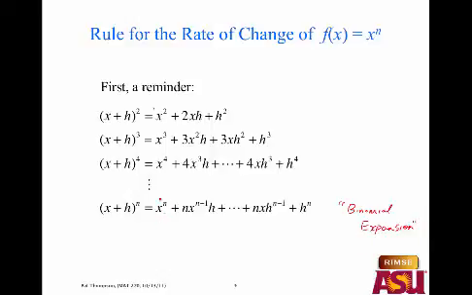For our purposes, we just need to know it starts with x to the n, it ends with h to the n, and in each term, the power of x goes down by 1, and the power of h goes up by 1. That's basically what we need to know. The big picture of what we're doing is the power rule. This is not the power rule, but we're working on the power rule right now. That's called the binomial expansion, and we need it in order to find a rule for a function x to the n.